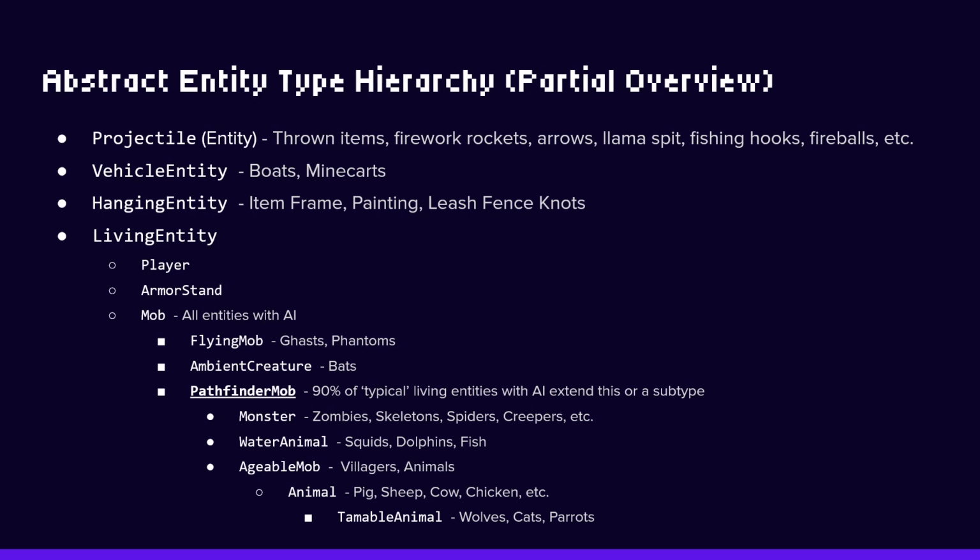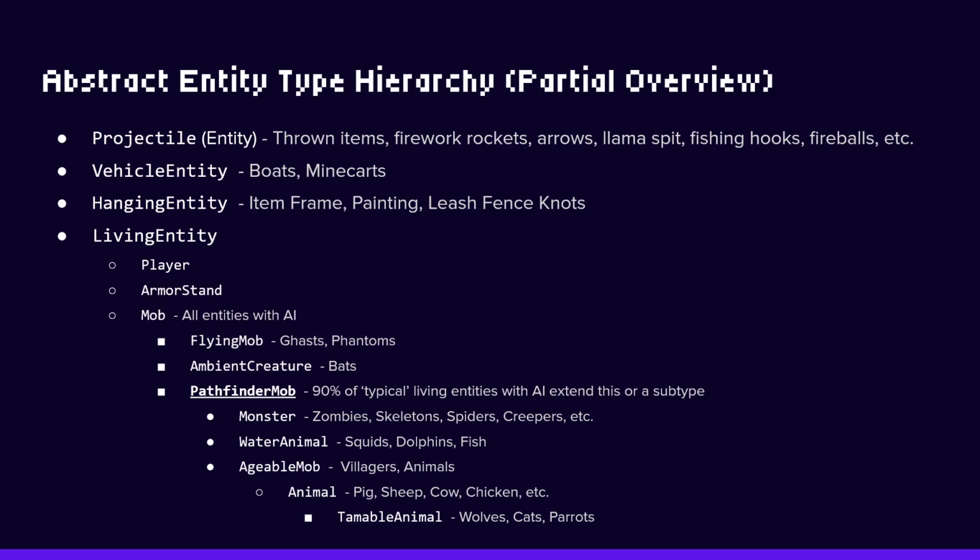And then under Mob you got FlyingMob, which is ghasts and phantoms. The reason they're not PathfinderMobs, but they're mobs, is because they actually don't do any pathfinding. Bats just fly in a random direction. Phantoms can fly through blocks, so they don't need pathfinding. And ghasts sort of exist in a large open space, so they don't usually need to pathfind.